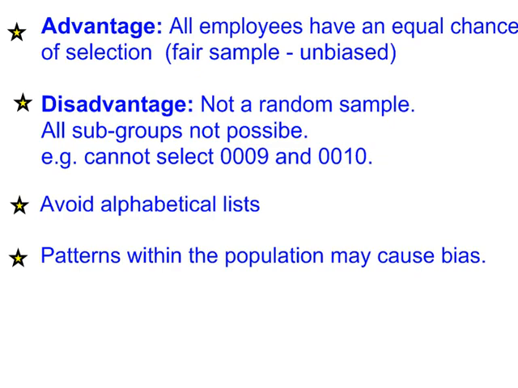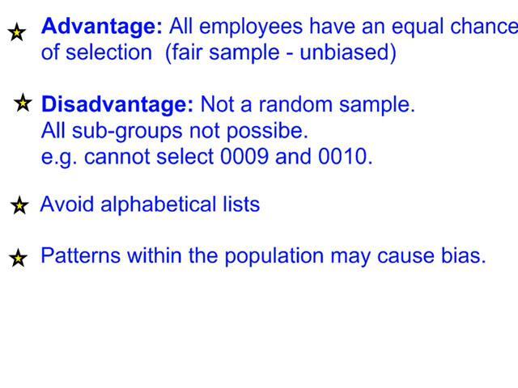Okay, the advantage, all employees have an equal chance of selection, so it's a fair sample, it's unbiased. Disadvantage, it's not a random sample, because you can't select all subgroups. Your selections are not independent of each other. As soon as you know one number in the population that you're going to select, you know the next one will be 20 places away. So, for example, you can't select these two people together. There's no way. If you've selected 9, then you add 20, the next one will be 29, so you can't have those two together.